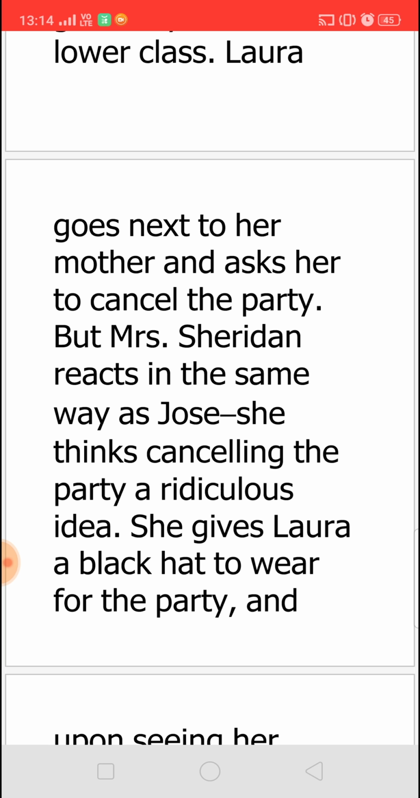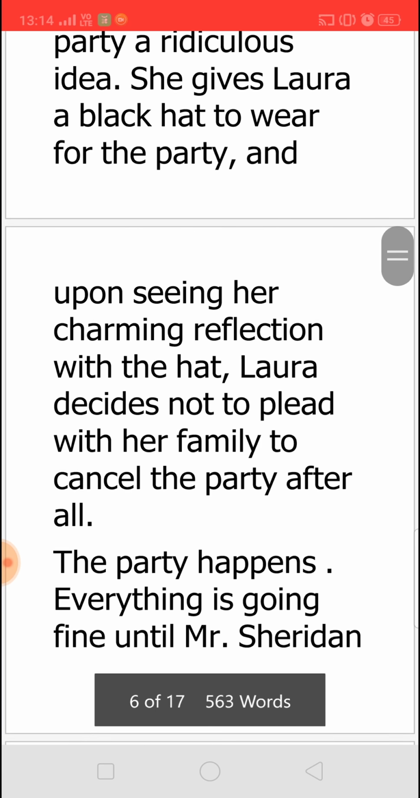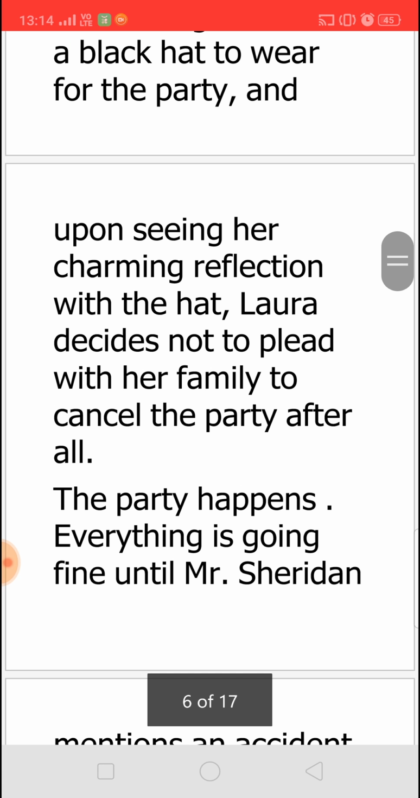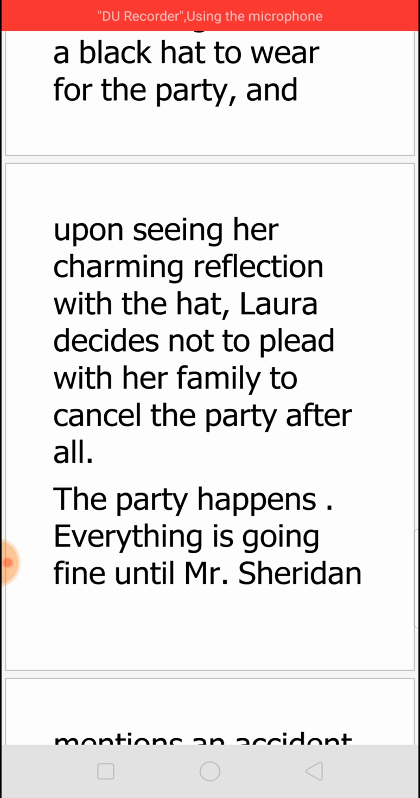And in order to change her mind, she gives her a beautiful black hat and asks Laura to wear it and see it in the mirror. And the moment Laura wears the hat and looks at her reflection in the mirror, she is so happy, and she forgets about cancelling the party, and she decides not to ask the family to cancel the party, because what Jo said is correct. Anyway, the death is there.